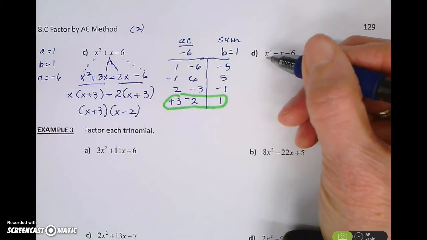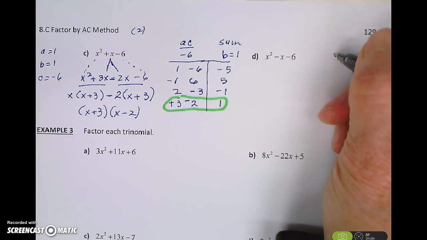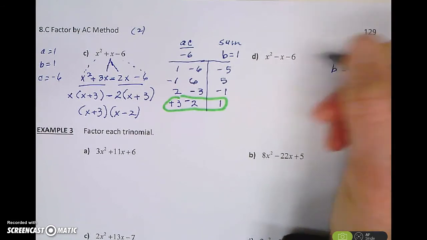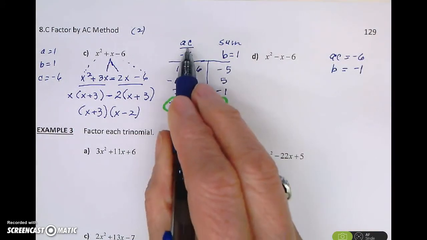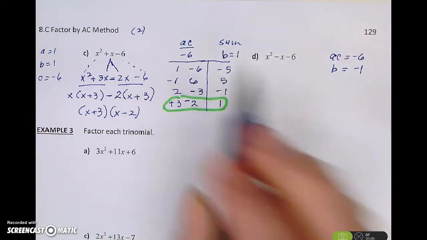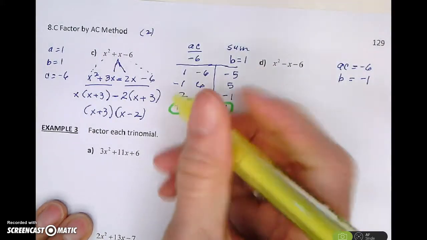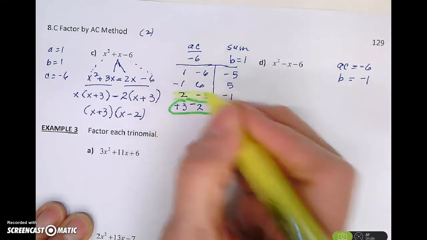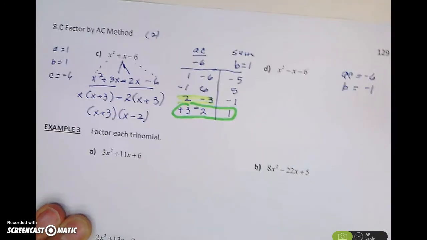So for example D, again, a is 1 and c is negative 6, so ac again is negative 6, but this time b is going to be negative 1. So again, I can use these ACs over here that I've already listed the factors for. But this time I want the negative 1, so I then want these two numbers instead to split my middle term into, because they add up to negative 1.